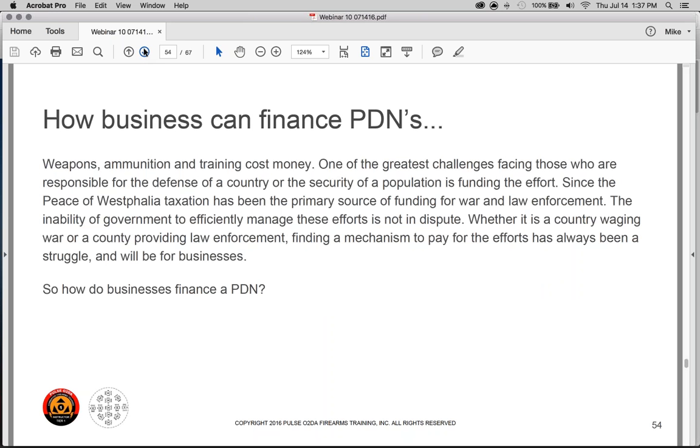So, how can businesses finance private defense networks? Weapons, ammunition, and training cost money. One of the greatest challenges facing those who are responsible for the defense of a country or the security of a population is funding the effort. Since the Peace of Westphalia, taxation has been the primary source of funding for war and law enforcement. The inability of government to efficiently manage these efforts is not in dispute. Whether it is a country waging war or a county providing law enforcement, finding a mechanism to pay for the efforts has always been a struggle and will be for businesses. So how do businesses finance a private defense network?